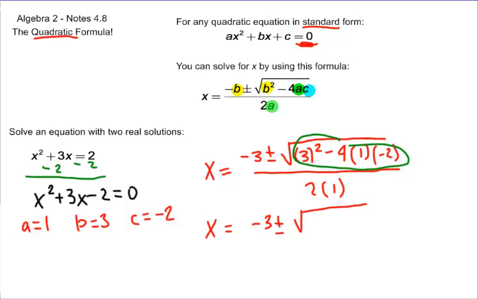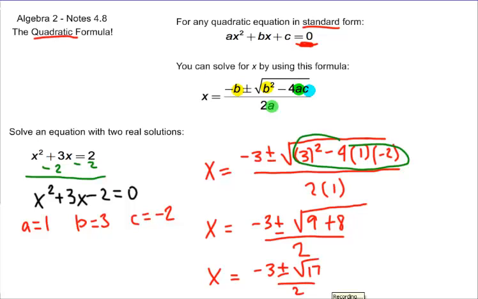In this case, it's going to be 9 plus 8 over 2. And this gives us, for this problem, negative 3 plus or minus square root of 17 over 2. And this is a good answer. And this is where you would keep your answer. Don't change it to decimal. Leave it exact.